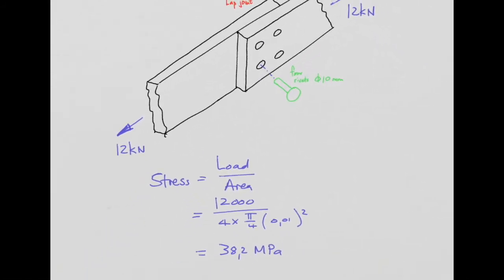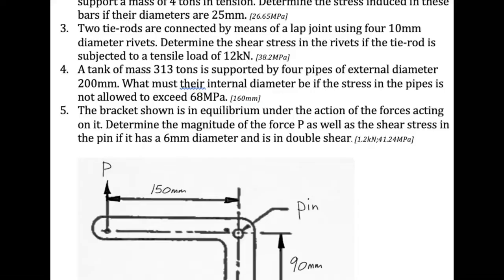Stress is load over area. They spoke of 12 kilonewtons of tension, which is obviously shared between each of the rivets. So here we have our 12 kilonewtons or 12,000 newtons. And the area is, once again, the area of a circle, pi over 4, d squared, d being 10 millimeters expressed as meters. And there are 4 rivets, all taking their fair share of the load. And the answer comes out to 38.2 megapascal.